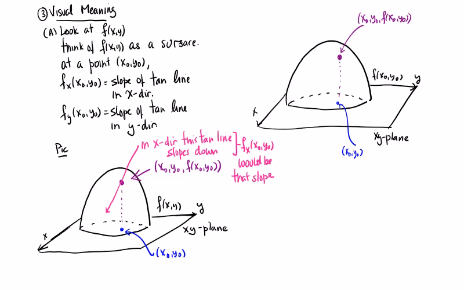I paused it while I recreated the picture, so we didn't need to recopy the whole thing, or watch me draw it. Now if we're at this point and we go in the y direction, in this case we might go downhill too, maybe a little less steep. So if we go in the positive y direction, this tangent line slopes down again, according to this picture for this particular example. But the key is that f sub y of x0, y0 would be this slope.